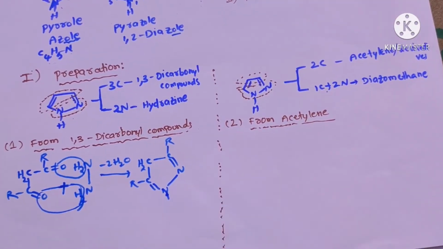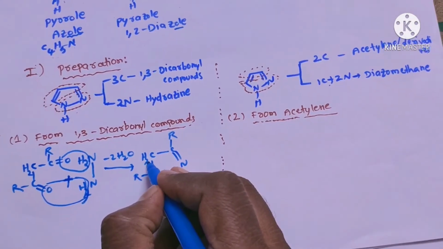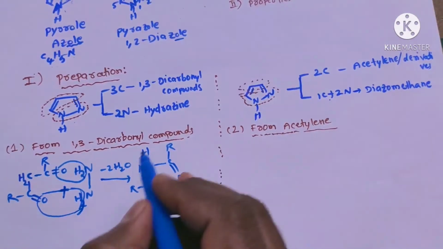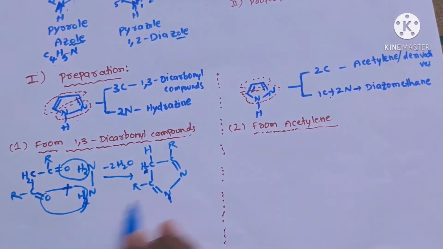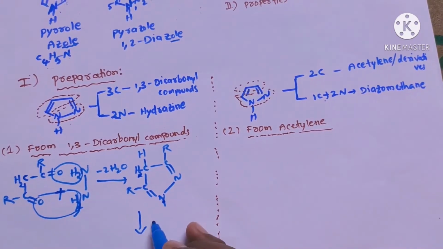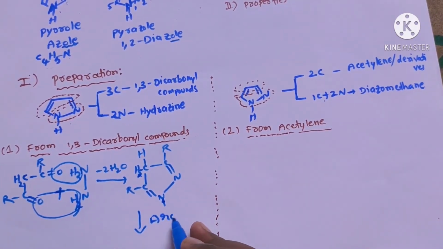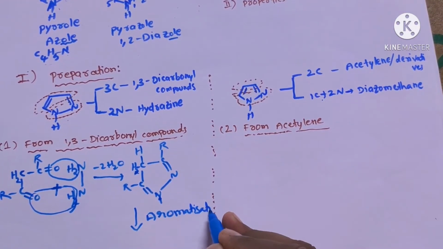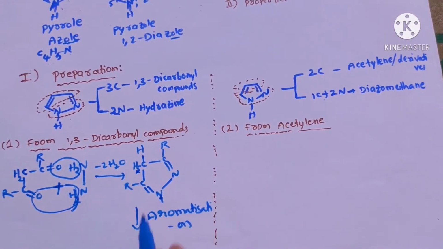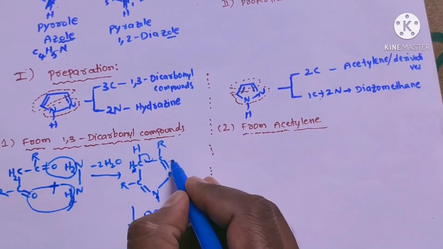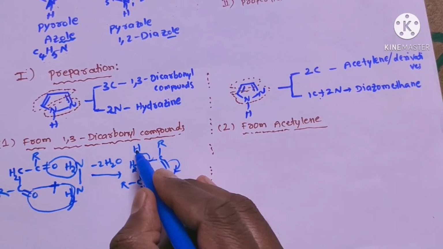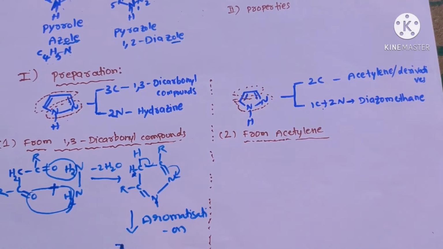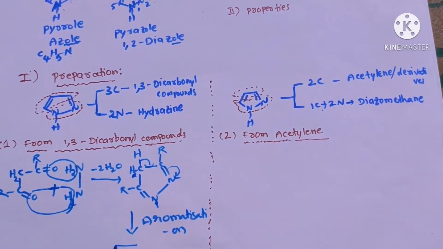Then this compound undergoes aromatization, and we get the pyrazole. We can call it aromatization, or in other words tautomerism also. We call it aromatization because in this one we get the pyrazole, which is an aromatic compound. So this bond breaks here, and this electron pair comes here, and the hydrogen atom attaches to this nitrogen atom. As a result, we get this compound, pyrazole.